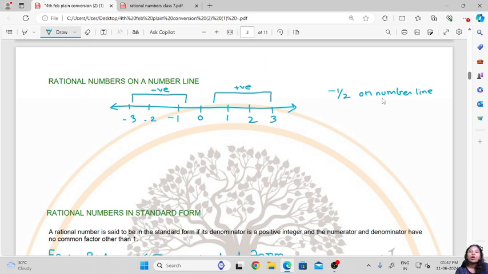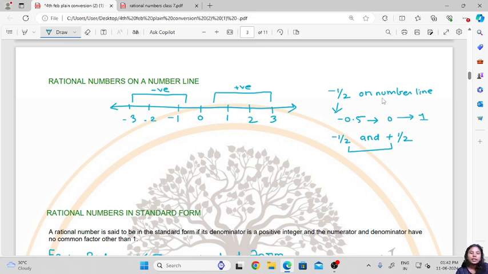Now how will I show it? We know that -1 by 2 is basically -0.5, and 0.5 comes between 0 and 1. So if I have to denote both -half and +half, we know that -half will be on the left side of 0 and +half will be on the right side of 0.